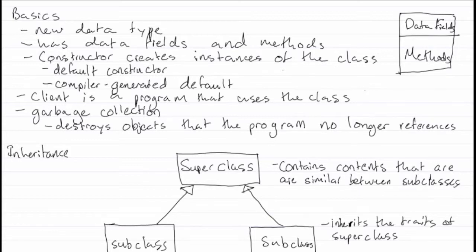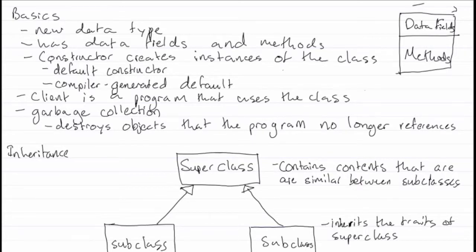Your methods include what are called constructors, and these are what actually create your object. There are a few types of constructors. The one used most often is the default constructor. The default constructor has absolutely no parameters. It just gives each of your data fields default values. There's also the compiler-generated default, which has no parameters and usually does not assign values to your different data fields.